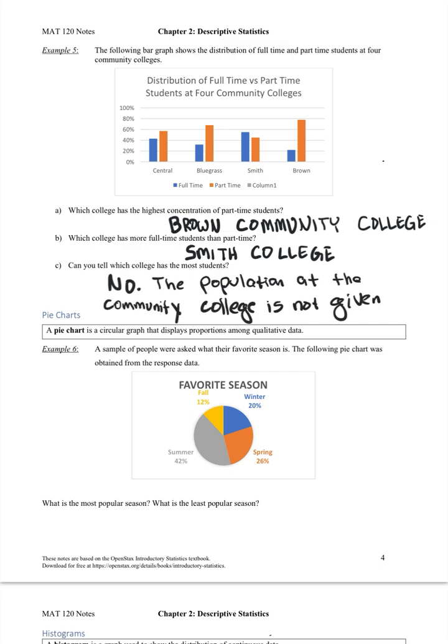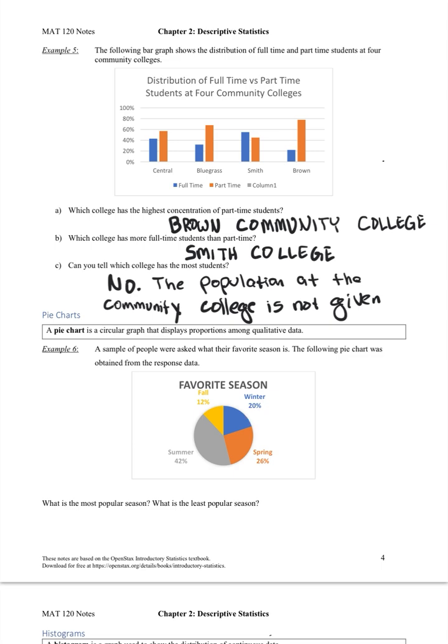Moving on to the next chart, we'll discuss a pie chart, which is often called a circle graph. Taking a look at example 6, we see a sample of people were asked what their favorite season is. The following pie chart was obtained from the response data. Notice the gray represents summer at 42%. 26% of those surveyed responded spring was their favorite season, 20% winter, 12% fall.